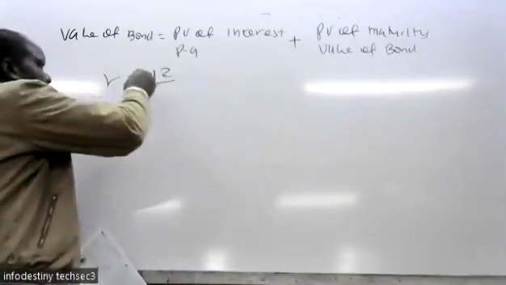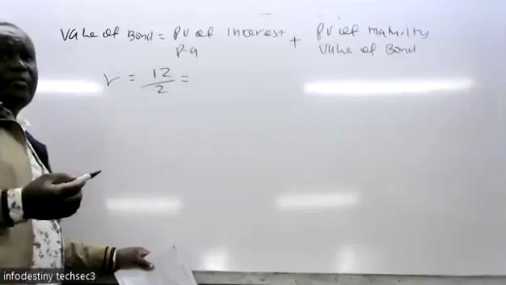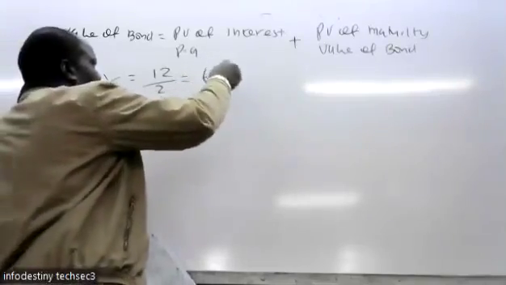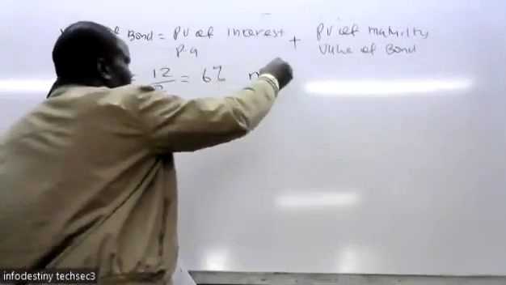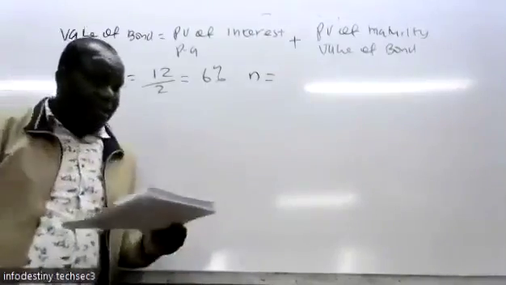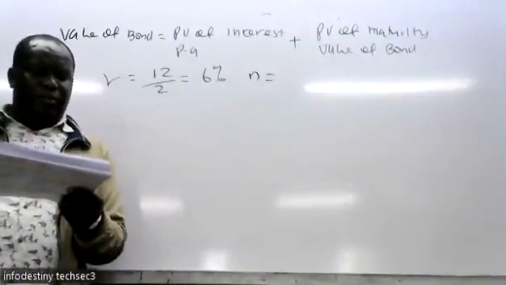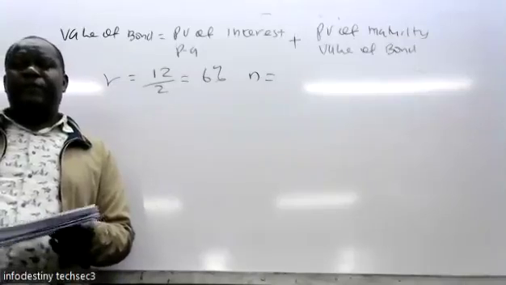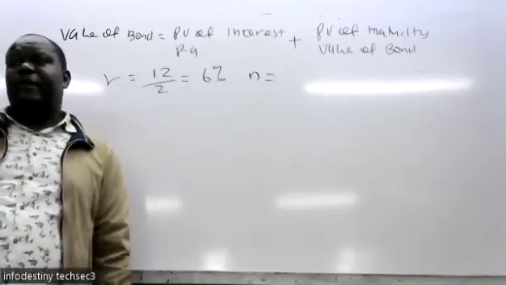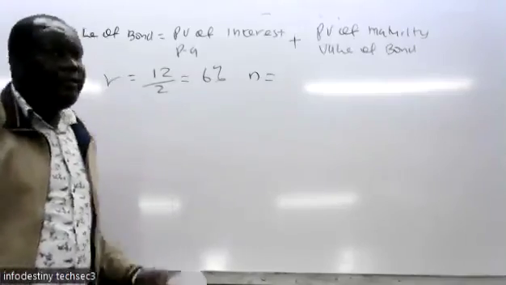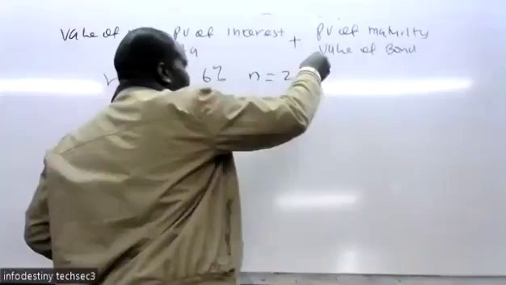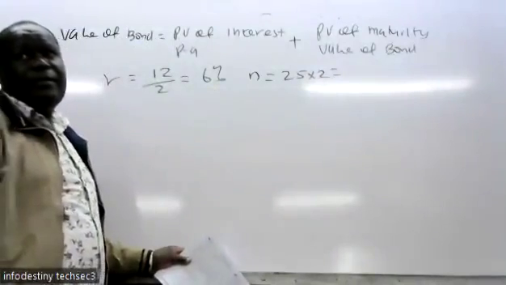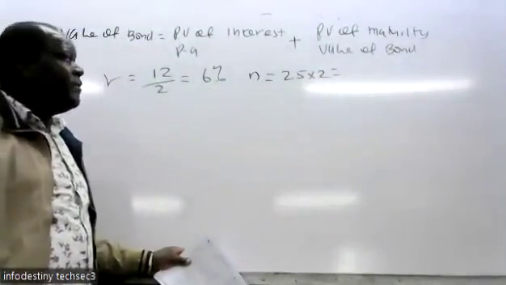So you take 12 divided by 2, which gives us 6%. Then N, you also need to know N. It was issued 5 years ago and it was for 30 years, so how many years are remaining? 25. So N will be 25, but you multiply by 2 because it is paid semi-annually. So that will be given as how many years?